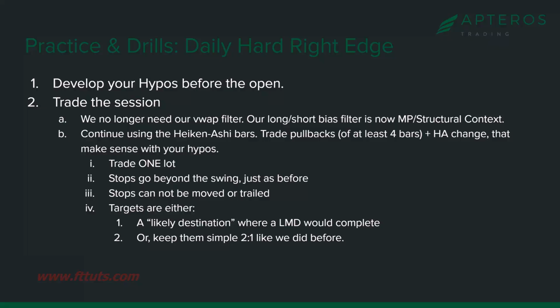Then trade the session. We're going to get the trade here, okay? We don't need our VWAP filter anymore. The slope of VWAP, we don't need it. Use our long short bias for our hypos, based on our market profile and structural narrative stuff, to decide whether we're looking for longs or looking for shorts. Or maybe we're in an area where we're looking for nothing, right? Continue to use the Heikin-Ashi bars. Look for those 4-bar minimum pullbacks, and then that turn, that change in the Heikin-Ashi that makes sense with your hypos, and then put on a trade.